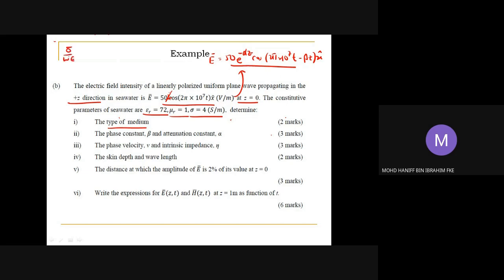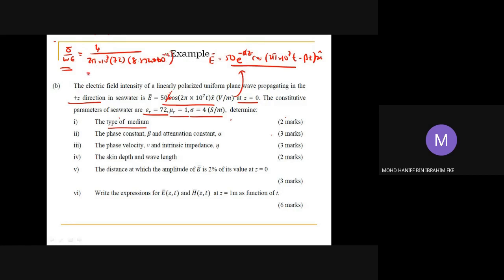So every time, if you want to classify the material, calculate its value first. Please calculate its value first, and after that we can find out whether this material is a good conductor or a lossy dielectric. From the given information, sigma equals 4, omega equals 2 pi times 10 to the power of 7, and epsilon equals 72 multiplied by the free space permittivity, which is 8.854 times 10 to the power of negative 12.